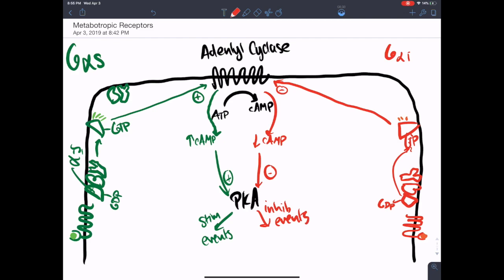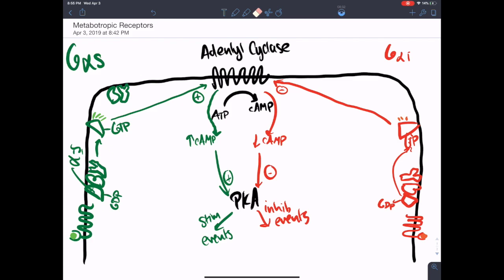And one thing I want to make clear, just because I forgot to mention it at first, metabotropic receptor equals G protein coupled receptor. A metabotropic receptor is a receptor that's coupled to a G protein. So that's just terminology for you. Just remember that those two are synonymous.